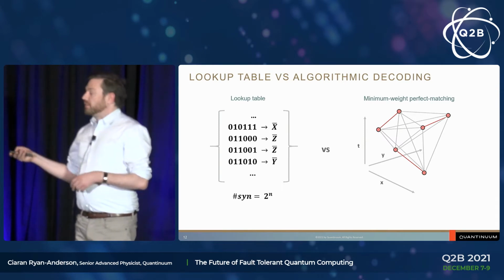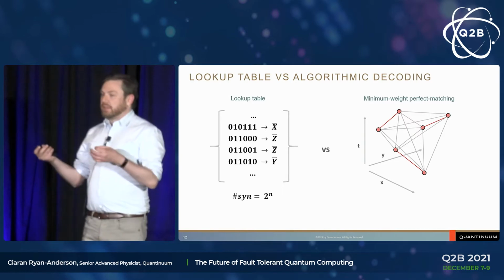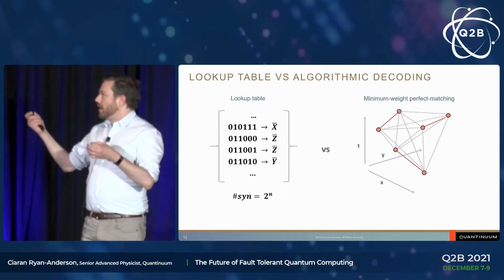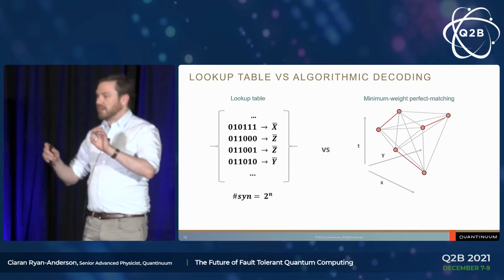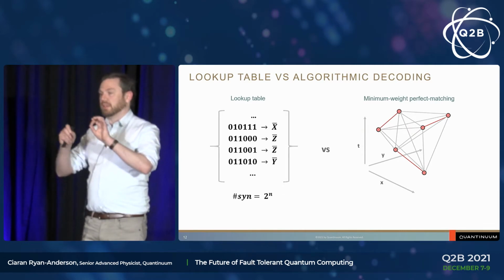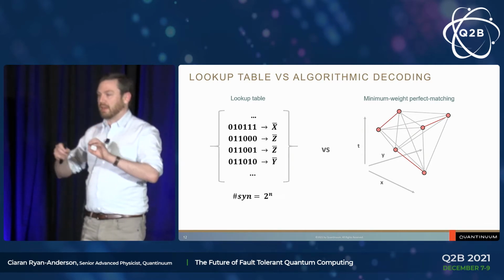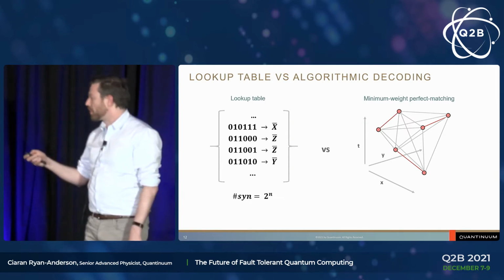And one that's often studied is minimum weight perfect matching. Basically, what minimum weight perfect matching, and a lot of the other algorithmic decoders, are about is locating the changes in these measurement results, seeing where they are in space-time, and trying to find the most probable error that has caused those changes, those flips in the results.